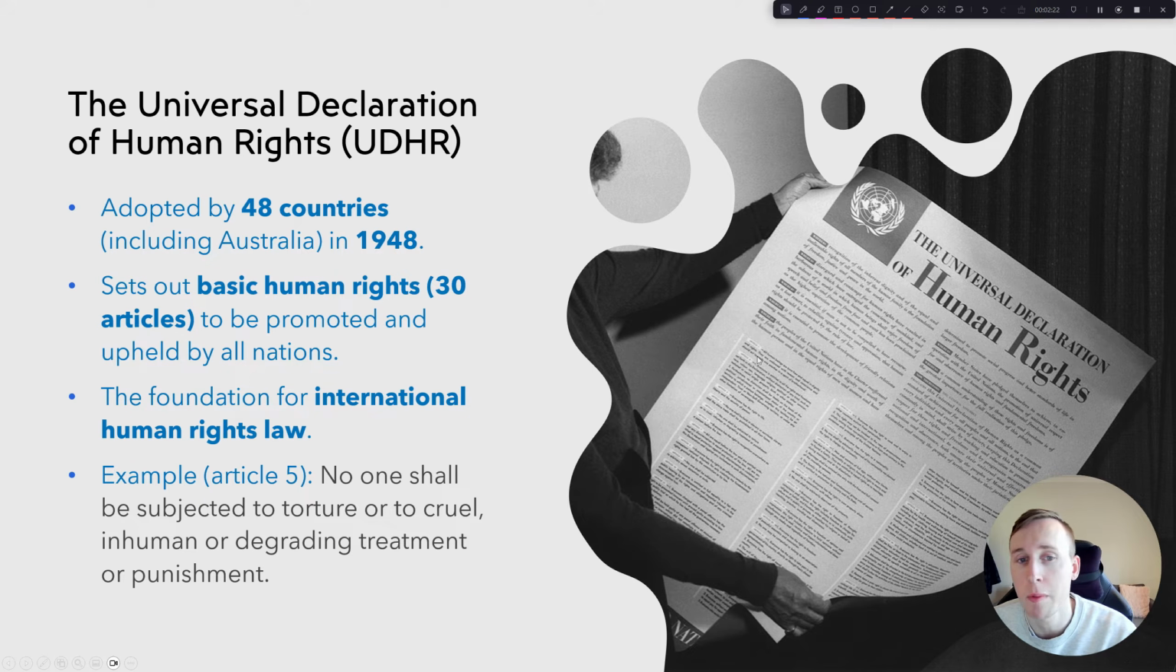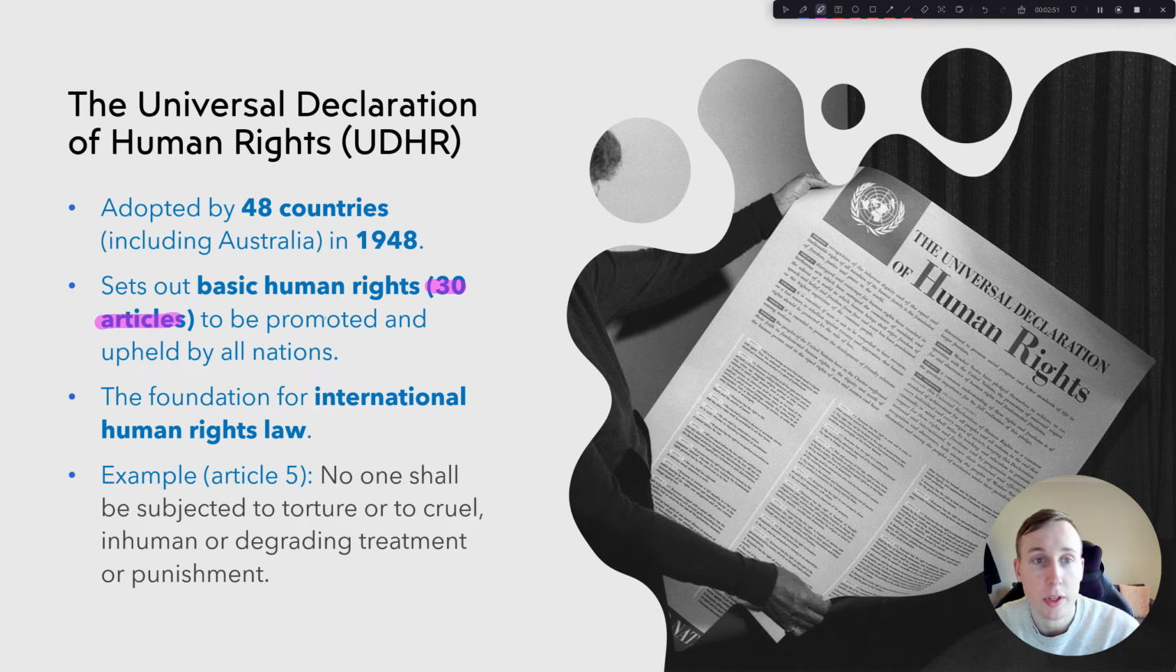This is an agreement that Australia signed about 70 plus years ago, and it sets out many of our basic human rights. If you open up this document, it contains 30 articles. They're like 30 sections that outline 30 different ways our rights should be protected. Because there are so many countries involved in this Universal Declaration, a lot of people really respect it and try to uphold it as best as possible.